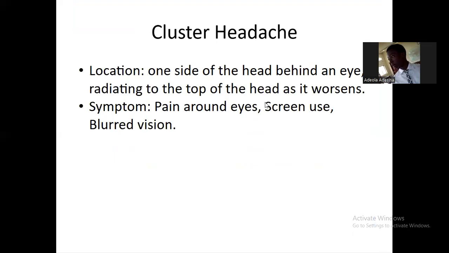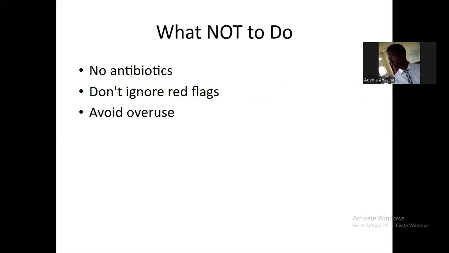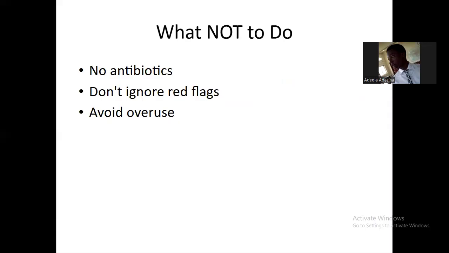People who work in front of a screen for a long time, it is common for them. So what do you do? You rest your eyes, you reduce screen time, you can give paracetamol as well. Right. So what drugs do we use to treat headache? Usually paracetamol, NSAIDs like ibuprofen, naproxen, and diclofenac. And then we have combination therapy as well.